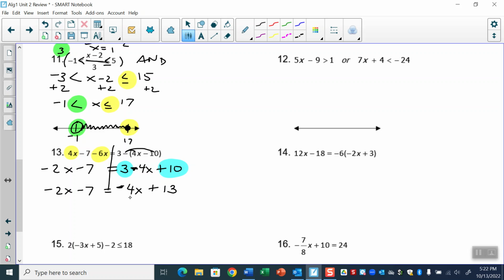And now I can get my x's on one side. So this is -4, so I'm going to do the inverse. That would be +4. -2 plus 4 is 2x minus 7. That is 0, so that goes away, and I have the 13. Add 7. 2x equals 20. Divide by 2, divide by 2. x equals 10.